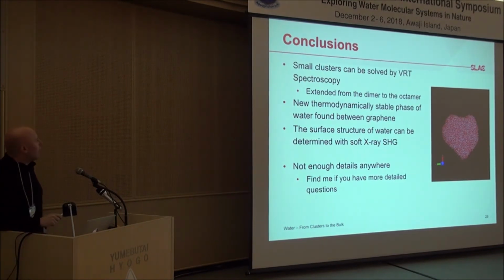Yeah, that's really good. So I showed you small clusters that can be solved by VRT and how we get those structures and what they are, and how you can actually drive phase transitions or drive molecular motions with very small amounts of energy. Then I pivoted and I showed how you can use something like graphene to totally change and introduce a new thermodynamically stable phase of water.